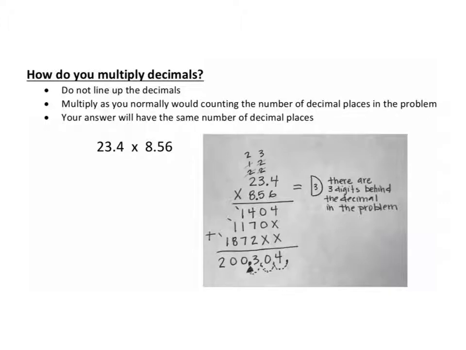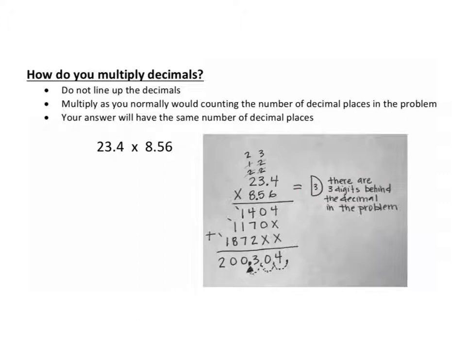The next thing we're going to look at is how do you multiply decimals. The first thing we look at is we do not line up the decimals. If you see where I've already set it up, we did not line up the decimals here. We just put our normal multiplication problem. The second rule says you multiply as you normally would, counting the number of decimal places in the problem. So we are left with 1, 2, 3 decimal places. We're going to put that over here inside the D, saying there's 3 decimal places.